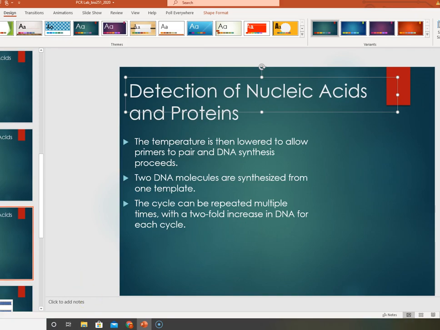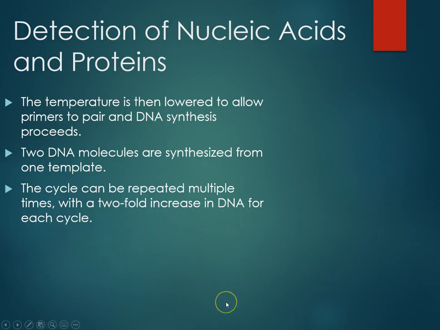The PCR reaction is a series of temperature changes. You put all the components in the tube, including your primers, your polymerase, and free nucleotides, so the polymerase has access to those free nucleotides and can add them. Then you change the temperature. The temperature is heated to 95 degrees, then it's lowered to allow the primers to pair and adhere to the DNA, and then to allow DNA synthesis to proceed. That's the replication part, which happens once the temperature is lowered.